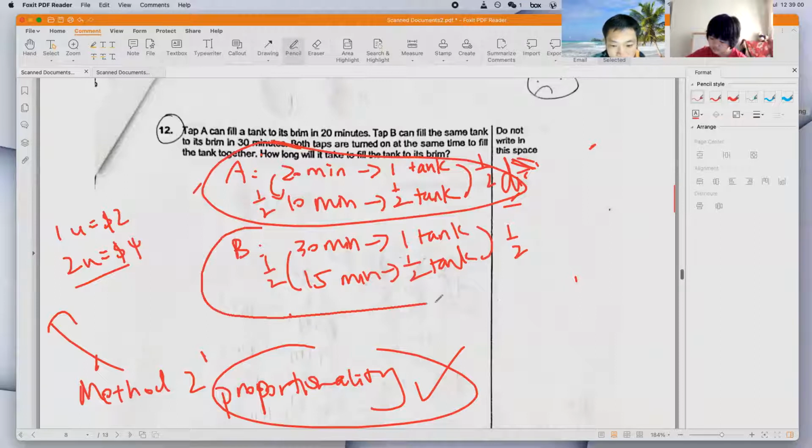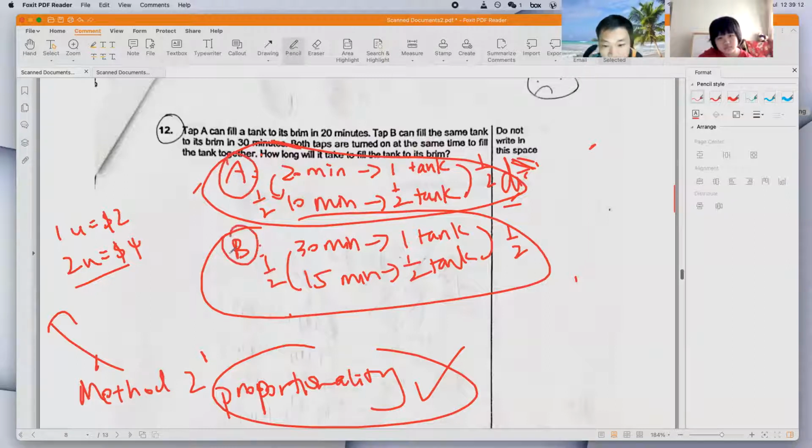Now, with these two understandings, what they say is both taps are turned on at the same time to fill the tank together. So now you have two taps working together. I'm sorry, to fill one tank. Okay, so they do it together.